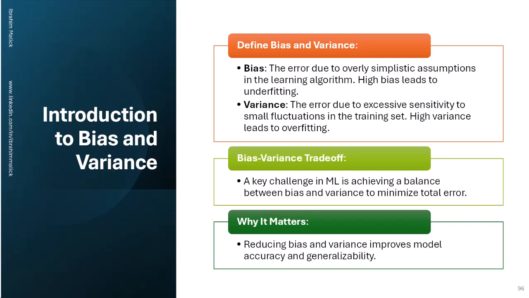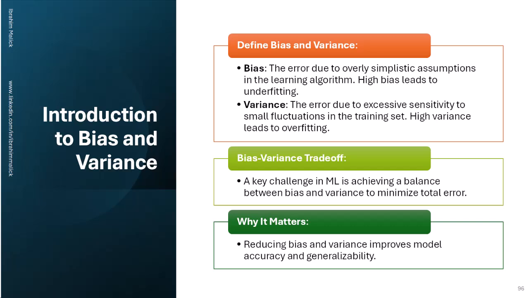Okay. So the bias-variance trade-off we talked about, right? A key challenge in ML. So balancing between bias and variance to minimize total error. Why does it matter, you may ask? Reducing bias and variance improves model accuracy and generalization. Okay. If you're thinking about the evaluation metrics, right? Use metrics like mean squared error or MSE, or precision, recall, and F1 score to assess model performance. You can monitor training error and validation error curves, right?